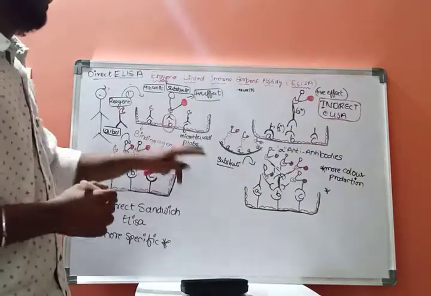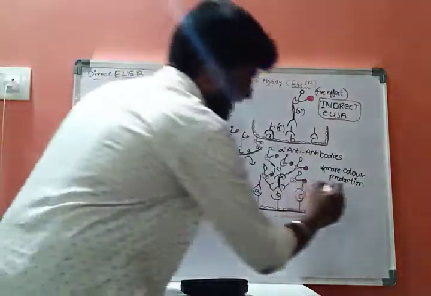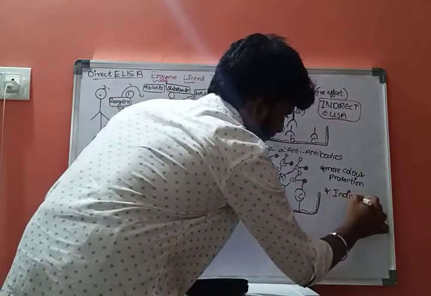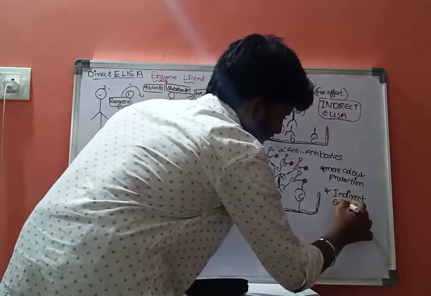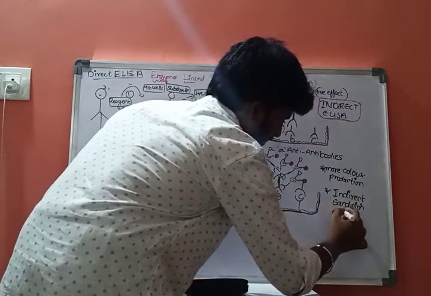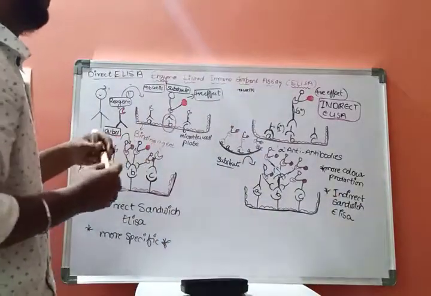Now, when there is more color production, this type of ELISA is called indirect sandwich ELISA.